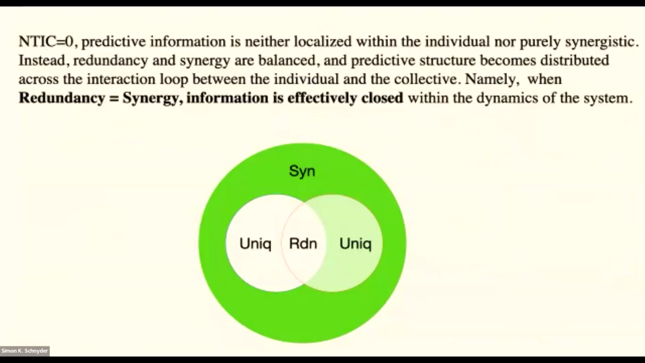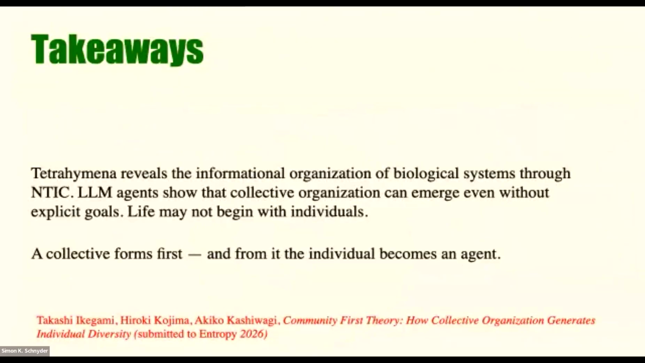So what I have been saying is that predictive information is localized within individual neurons in a purely synergetic way, that redundancy and synergy balance, and then the predictive structure becomes distributed across the interaction loop between the individual and the collective. Namely, when the redundancy equals the synergy, then the information is effectively closed within the dynamics of the system. So my final takeaway is that Tetrahymena reveals the information organization of biological systems through LTIC, and LLM agents show that collective organization can emerge even without explicit goals.